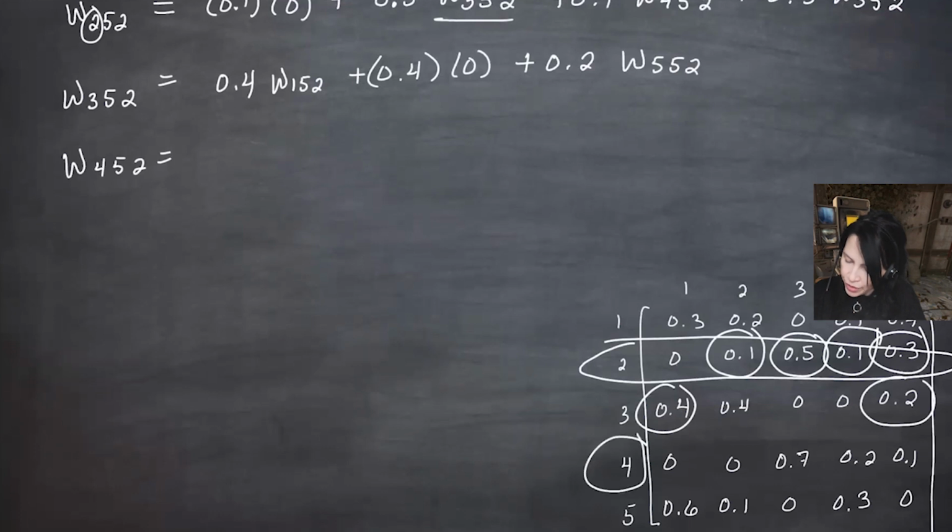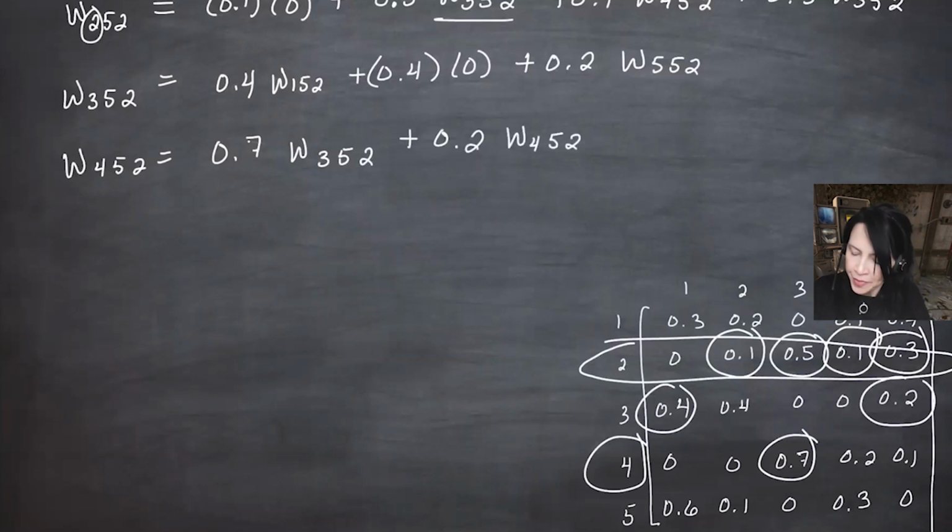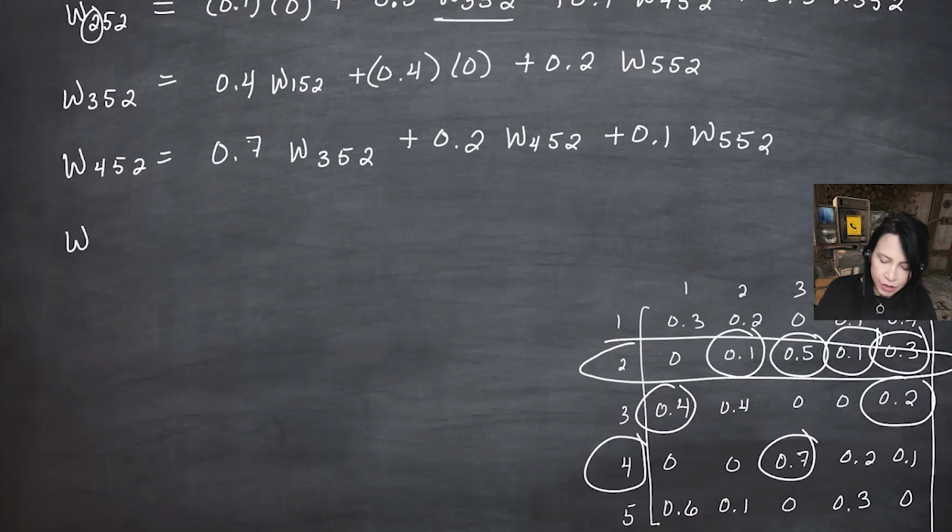So starting at 4, with probability 0.7, I'm going to be at 3, counting hits on 5 before I hit 2. With probability 0.2, I'm going to be at 4, counting hits on 5 before I hit 2. With probability 0.1, I'm going to be at 5, counting hits on 5 before I hit 2. I need an expression for W552. Starting at 5, going until I hit 2, how many times do I hit 5? I need to count 1 hit because there's already 1 there.